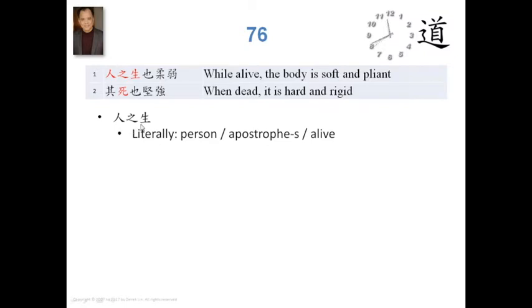And then 之, second character, is the apostrophe S. You can also make it the of, but if you make it of, you have to switch around the first part and the last part. Just like, you can say Mary's coat or the coat of Mary. You have to switch around the order. And then the last character there, the third character there, that could be life. It could be living. In this case, I just picked alive.